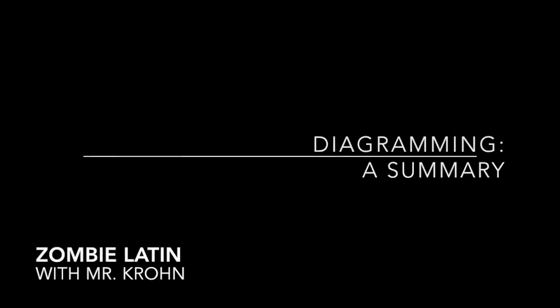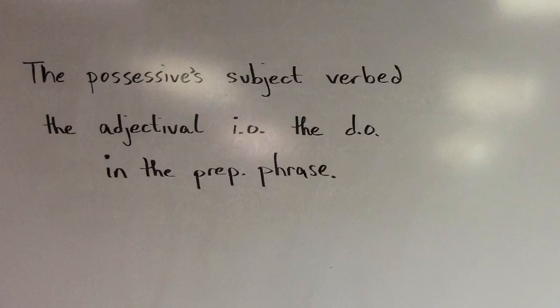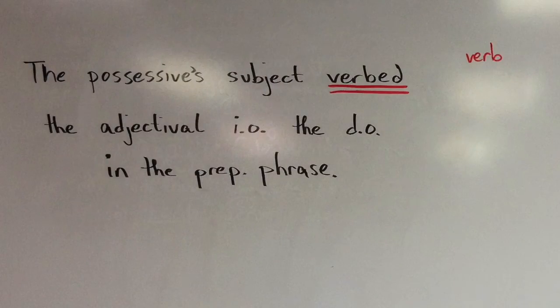This is just a quick review of diagramming. So, we'll start with the example sentence: the possessives, subject, verbed, the adjectival indirect object, the direct object in the prep phrase. Yes, that's a sentence. Theoretically, it doesn't make sense, but just roll with it for a second. So, the first thing we always want to do is to find the verb and double underline that. So write down this sentence somewhere that you can find it, and then double underline the verb.